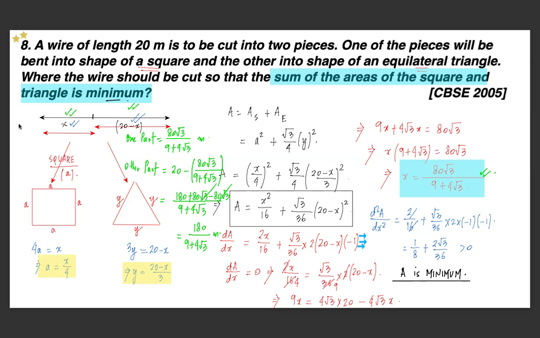So the portion of the answer which I'm highlighting are the two required answers for us. First, 80 root 3 by 9 plus 4 root 3 meter. And the second is 180 by 9 plus 4 root 3 meter. These are our two answers. And this completes this question.